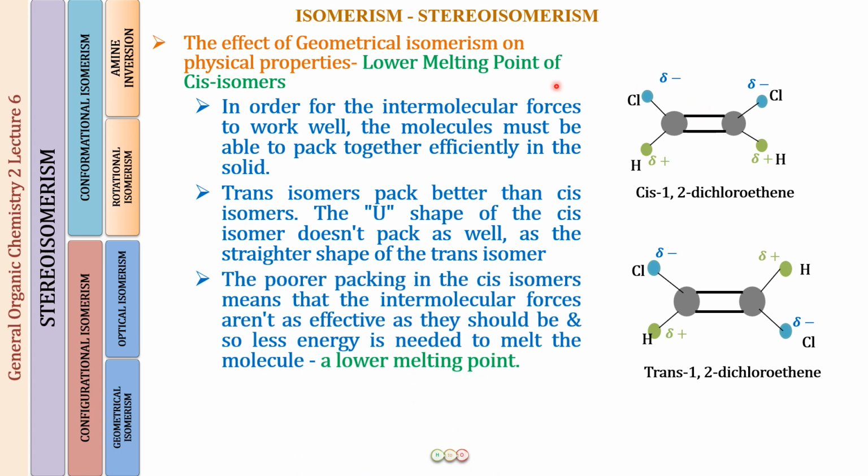So if the packing is poor in the cis isomers, this means that the intermolecular forces will not be very effective. Therefore, we will need less energy to melt the molecule, and hence we will have a lower melting point for the cis isomer. And in the trans isomer, the packing is better, so the intermolecular forces of attraction are better, and we will require more energy to break those forces. And the trans isomer will have a higher melting point. Alright, I hope this is also clear now.